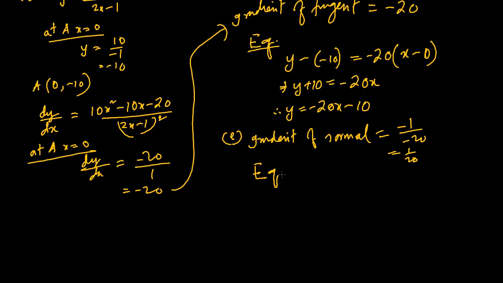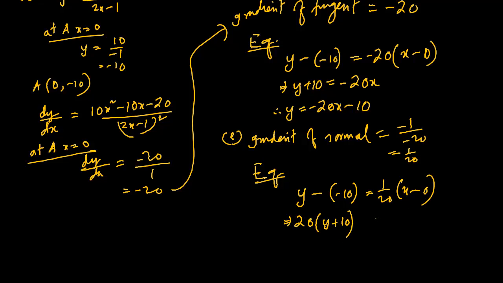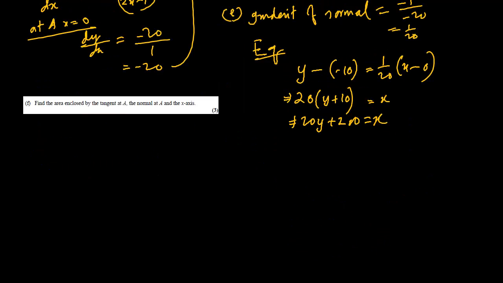So the equation of the normal is going to be, it is still normal to the curve at the point A. So it is 0, minus 10. So y minus y1 equals m, x minus x1. So it is going to be 20 into y plus 10 equals x. So therefore 20y plus 200 equals x. That's the equation of the normal. We have one more question. Find the area enclosed by the tangent, normal and x-axis.